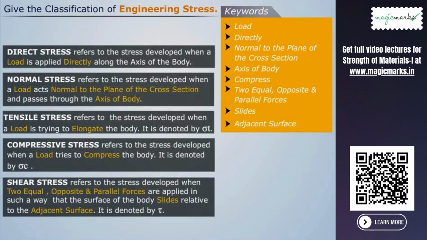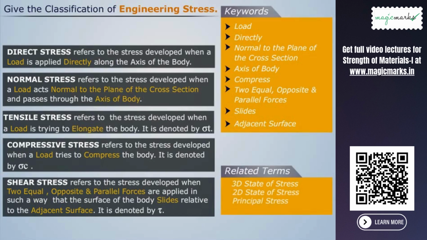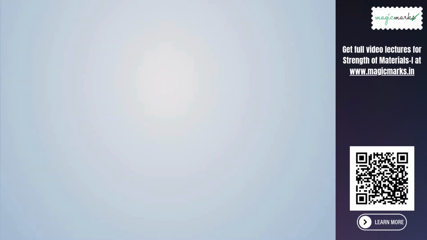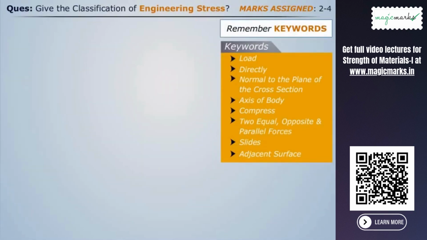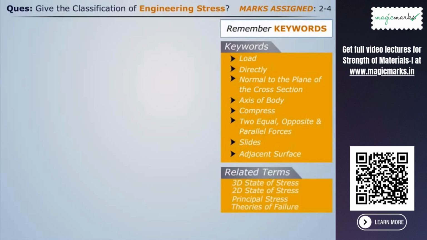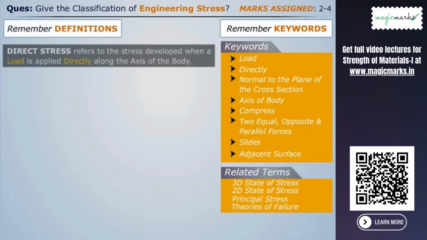We will cover the remaining stress, that is indirect stress and combined stress, in Chapter 2 and Chapter 5. Related terms are the 3D state of stress, 2D state of stress, principal stress, and theories of failure. Question. Remember keywords. Related terms are, remember definitions.